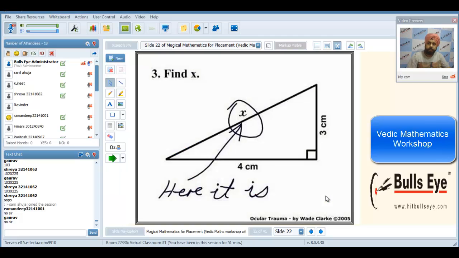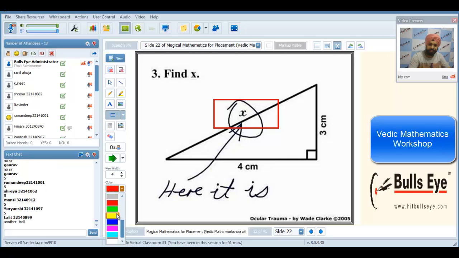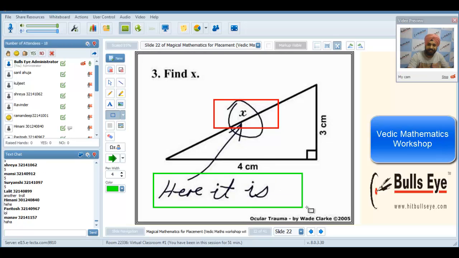So there was a question in one of the data sufficiency problems. They said find x and the student find it. He just said here it is. Yeah, moving on.